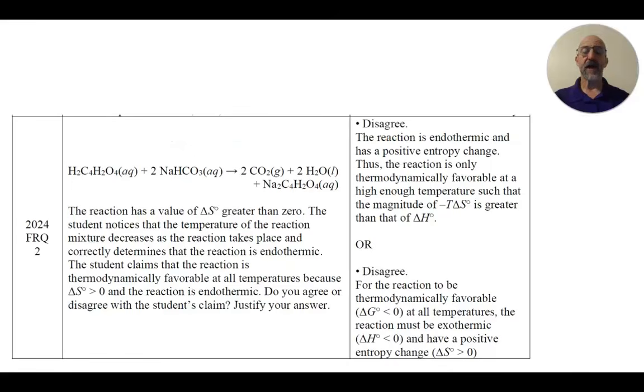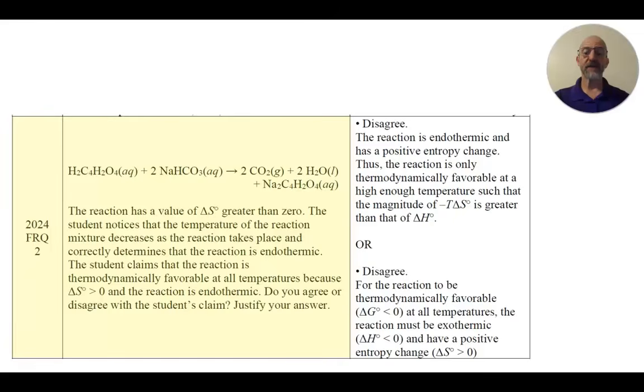All right, on to the example from the 2024 AP Chemistry exam about thermodynamic favorability. So in this reaction, which involves 3 moles of aqueous reactants, 1 mole of aqueous product, 2 moles of liquid product, and then again, the 2 moles of gaseous product. So here's what the question said regarding this reaction, this equation. The reaction has a value of delta S greater than 0, so a positive delta S.